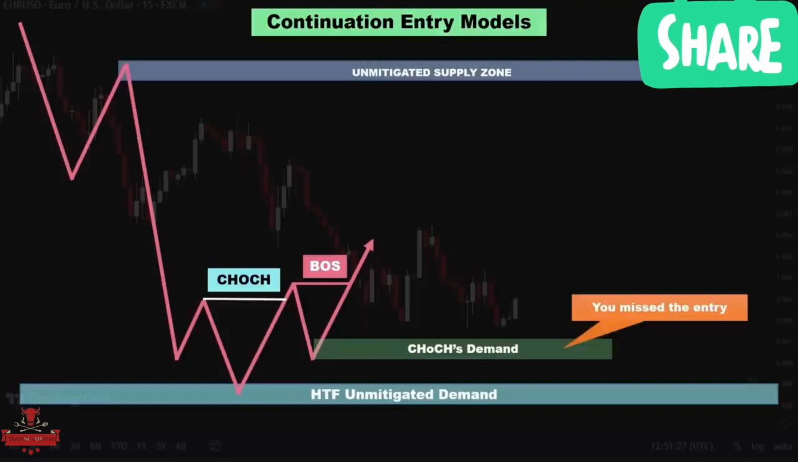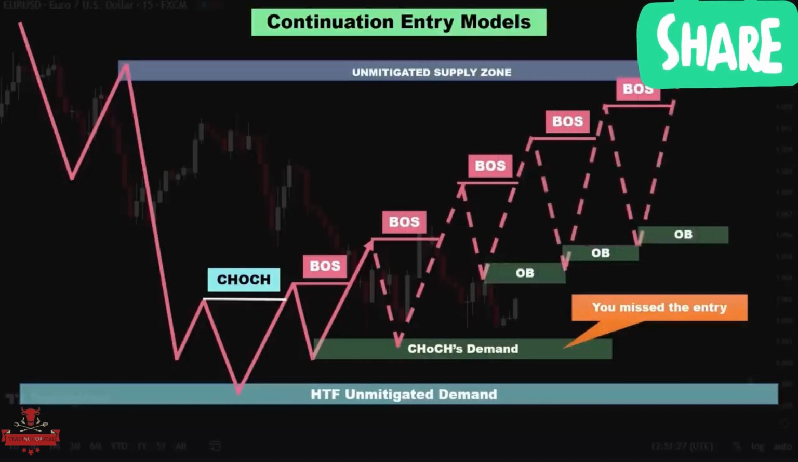In this scenario, for executing long positions, you should wait for price to create a break of structures. Then you can place your order in the order block zones that the BOS has created, and you may target the next unmitigated supply zone. But there is a key point that you need to consider. You are only allowed to open new long positions until price has not reached the unmitigated supply zone.